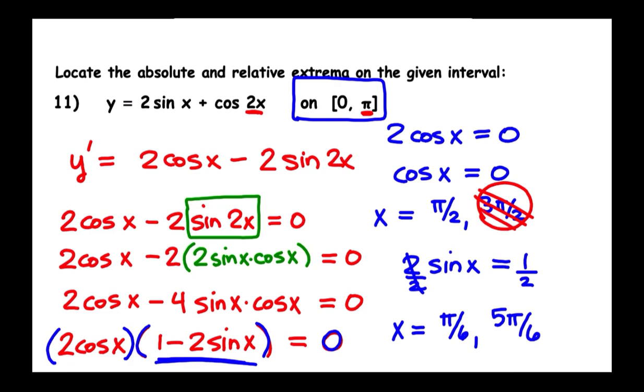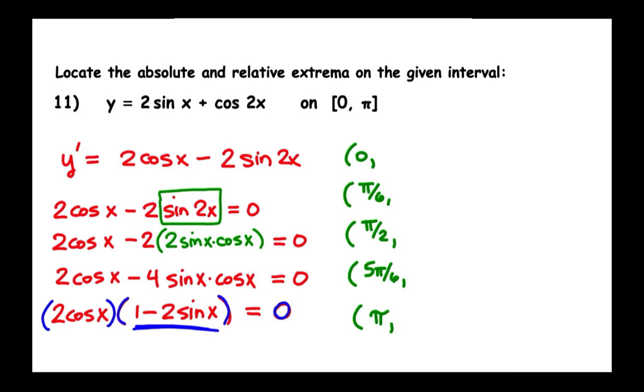All right, so the only critical numbers that we have, again, these will be angles because we're in trig, would be pi over 2, pi over 6. 5 pi over 6 is still less than pi, so it's still okay. And then, of course, we also need both of these endpoints, the 0 and the pi. They could be absolute maxes or mins, so we have to consider them. All right, so I need to go ahead and clear out some space once again.